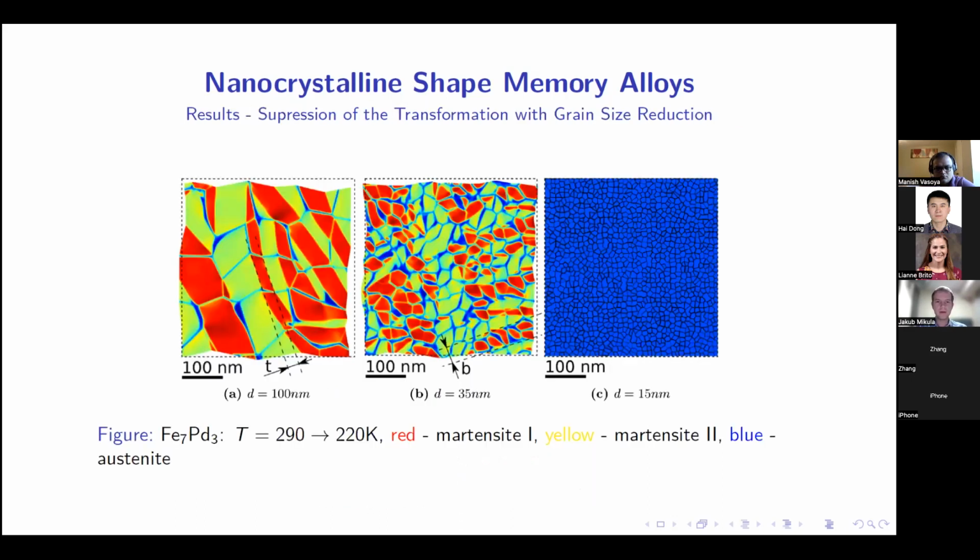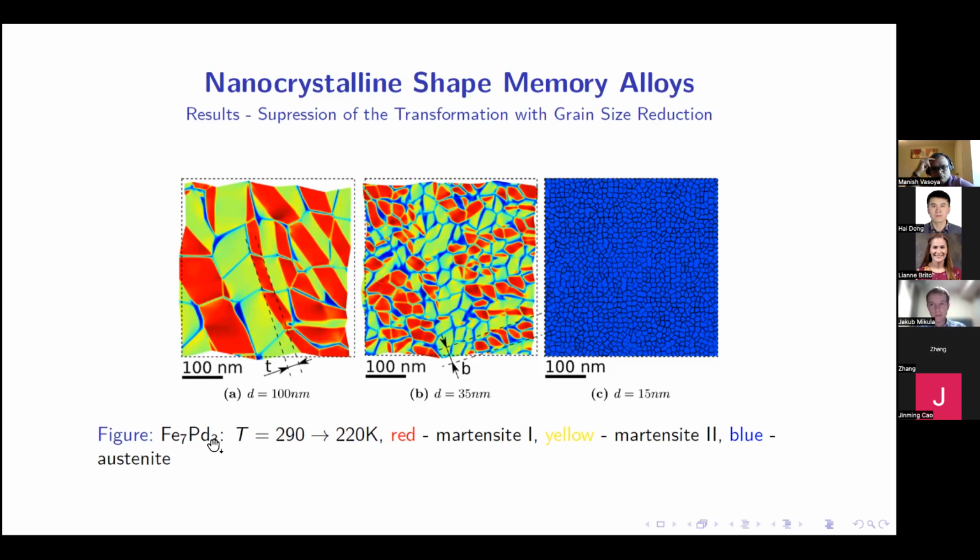And here I have a couple of examples of simulations that we performed using this model. Here I show three different examples of RVEs with three different grain sizes: 100 nanometers, 35 nanometers, and 50 nanometers. We took an initially austenitic system, which we quenched from 290 to 20 kelvins. Once we reach equilibrium, this is what I show here: the equilibrium microstructure after the quenching.